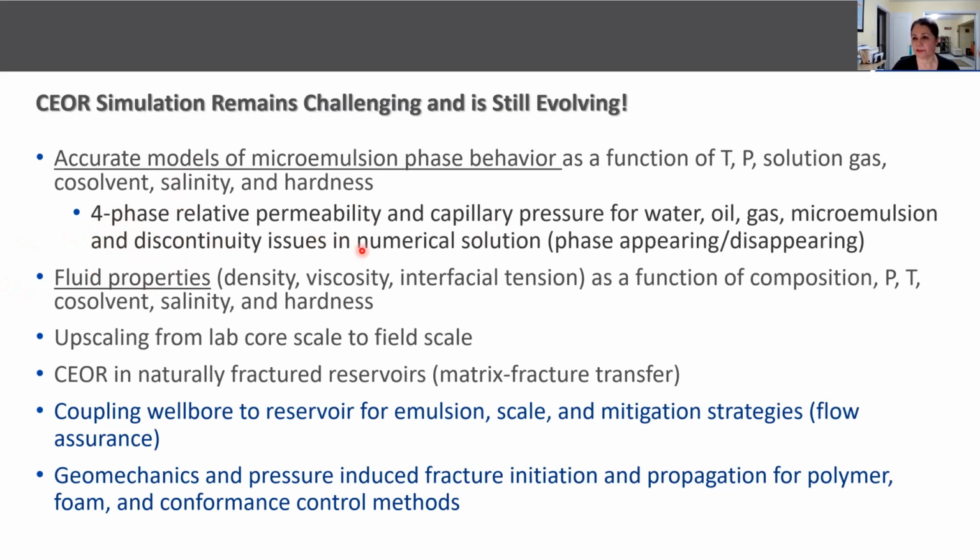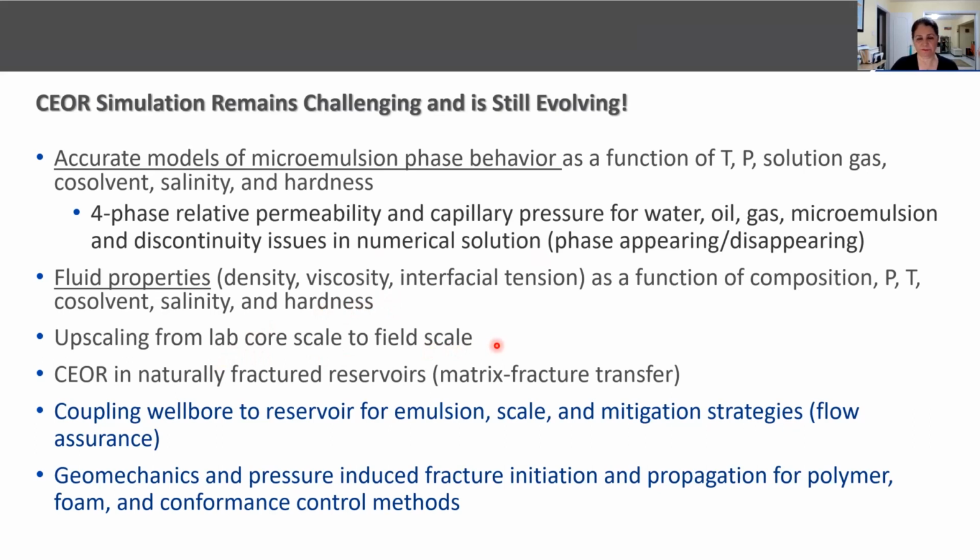When one phase disappears and one phase shows up, that will cause a lot of numerical issues. Fluid properties also need to be a function of composition, pressure, temperature, co-solvent, salinity, and hardness. Again, we're making improvements, but I don't think it's perfect. How do we upscale from lab scale to field scale? That's a remaining challenge for every topic that we're working on.